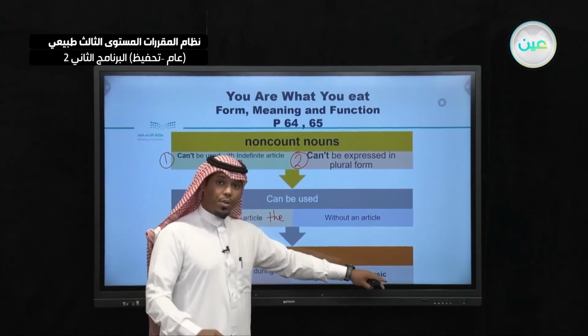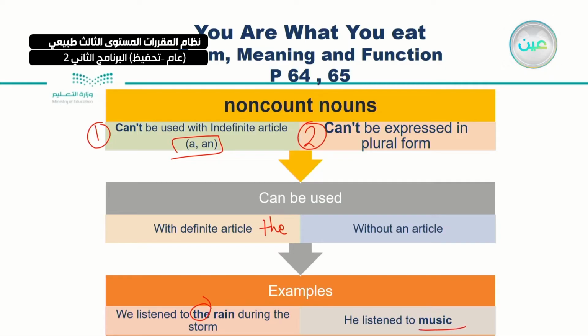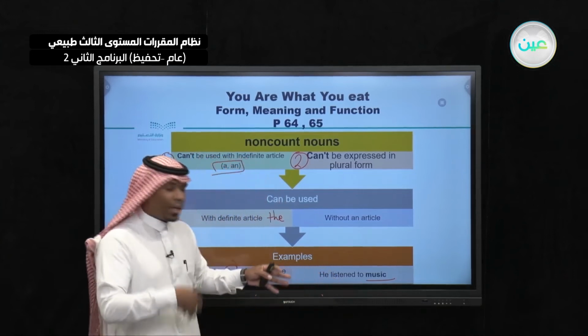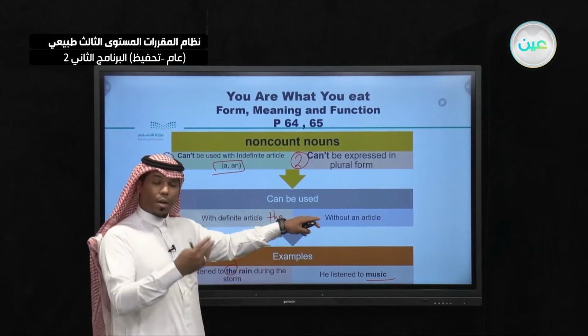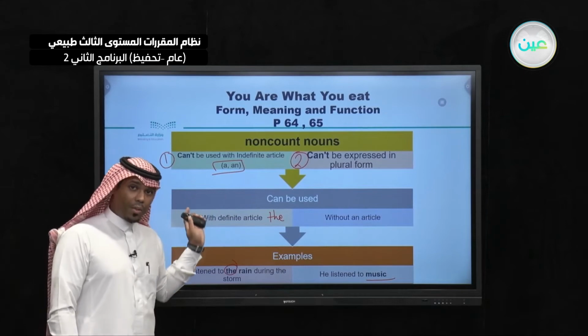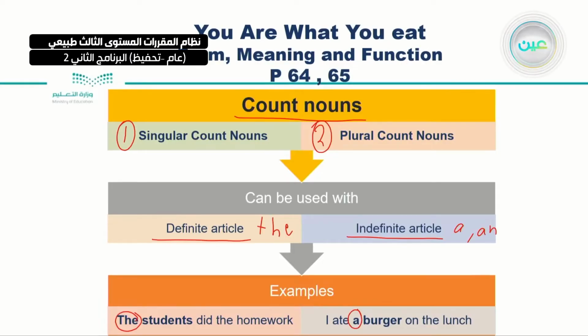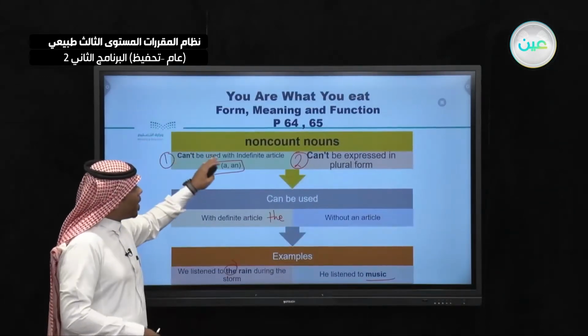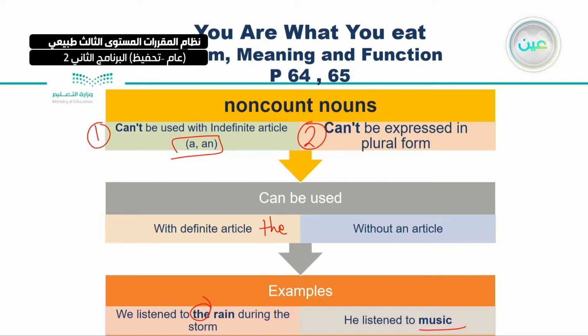What about this? He listened to music, okay? Music here is uncountable, so we cannot count music with s, or use a or an, for example. So I talked about the countable one. As I said earlier, I can use it with definite and indefinite articles, in singular and plural. But the non-countable, I cannot use as plural. I cannot add s to the end of the noun.